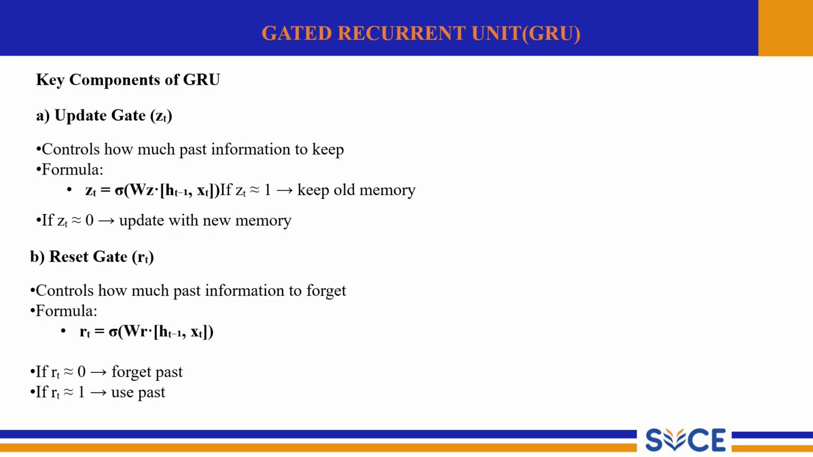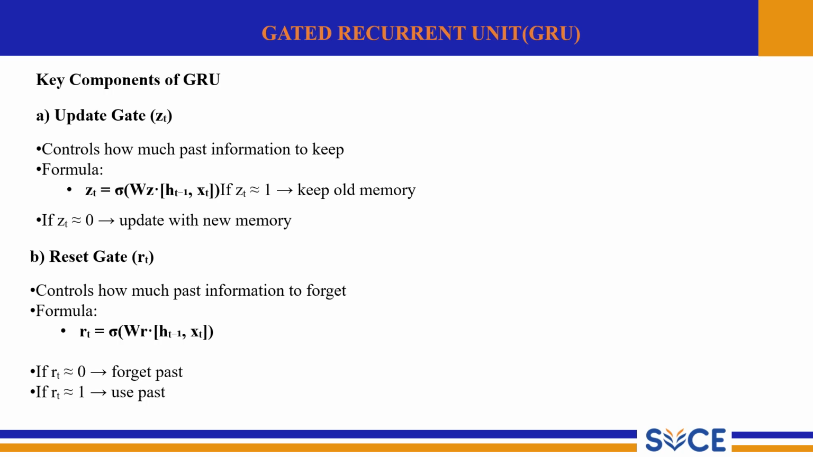So let's interpret its behavior. If RT equals 0, the model ignores past information, so it forgets the history. And if RT equals 1, the model fully uses past information. So the reset gate helps to decide how much past context is relevant for the current computation.